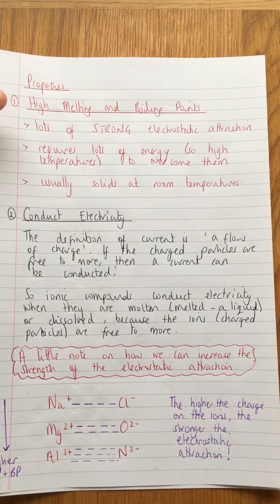Okay, so high melting and boiling points because they've got lots of strong electrostatic attraction, which requires lots of energy to overcome them. If you learn that, that's worth 3 marks in an exam. Just that statement there. It doesn't matter if you don't completely understand it. If you can write that down, you've got those 3 marks.